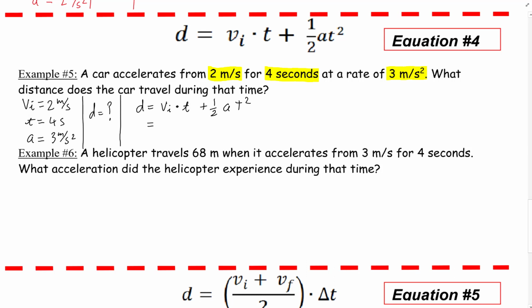So d is, let's plug in the numbers, 2 times 4 plus 1/2, 2 times 4 squared. So this is going to equal 8 plus 24. So this is going to equal 32 meters.